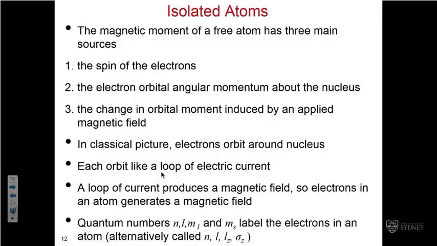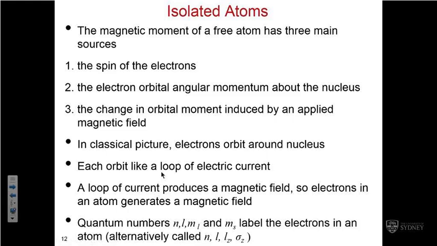Okay, so as I said, we're going to look at isolated atoms first, and then we're going to build the solid later on. So what are the 3 sources of magnetism in your atom? You have the spin of the electron. The spin can be up or down, that is +1/2 or -1/2.